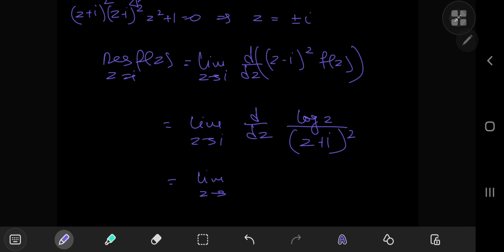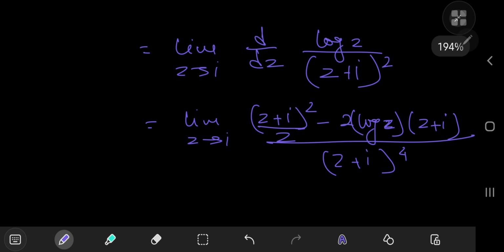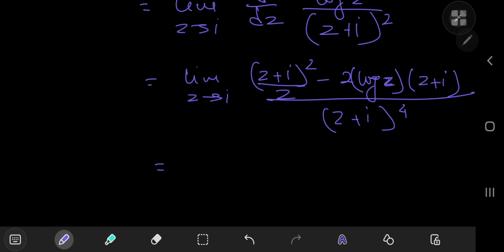And differentiating, we have the limit as z approaches i of z plus i squared times 1 by z, minus 2 times log z times z plus i, divided by z plus i to the 4th power. So just plugging in z equal to i everywhere, we have 2i squared divided by i. So that gives us 4 times i. Minus 2 times log i.